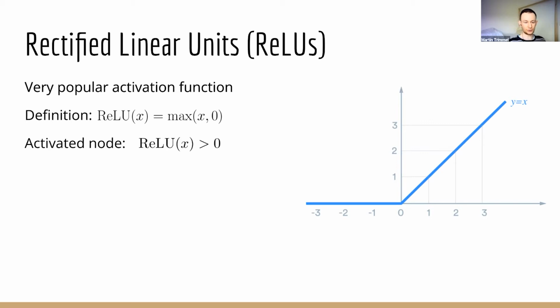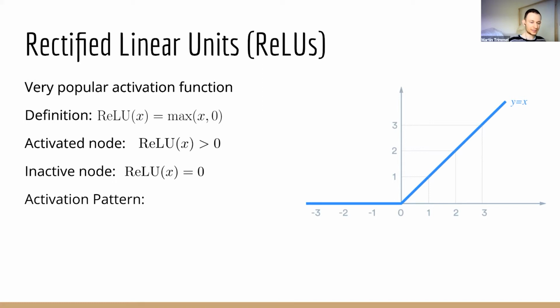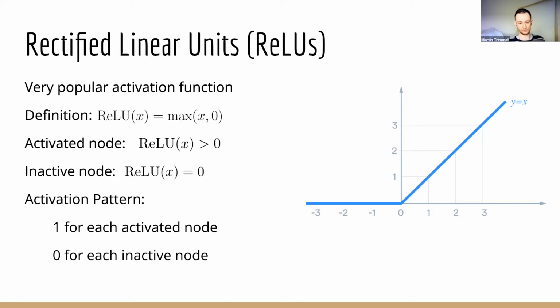When the value of a node is positive, we say that it is activated. Otherwise, we say it's inactive. Activated nodes correspond to information flowing through the network, and inactive nodes correspond to no information flow. Finally, we can think of the activation pattern of the network as a long binary vector consisting of ones and zeros. There is a 1 for each activated node and a 0 for each inactive node.